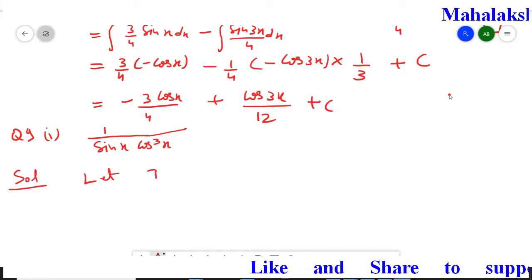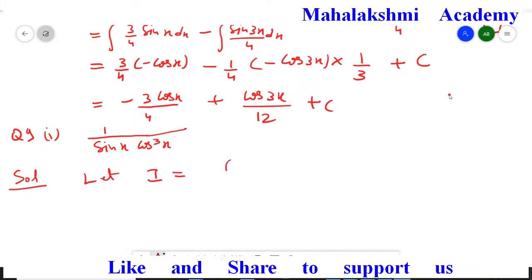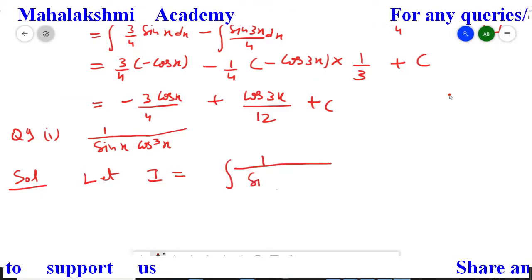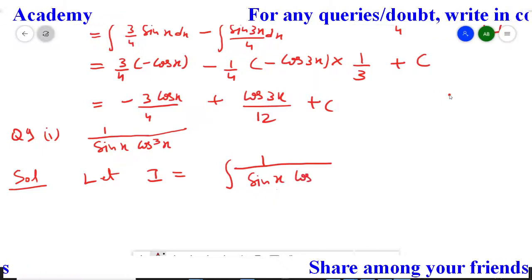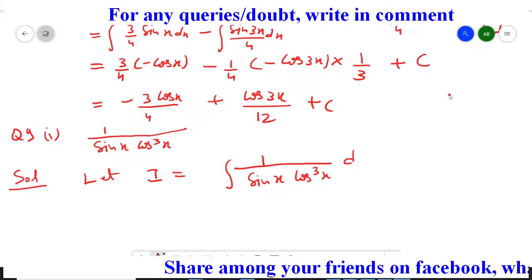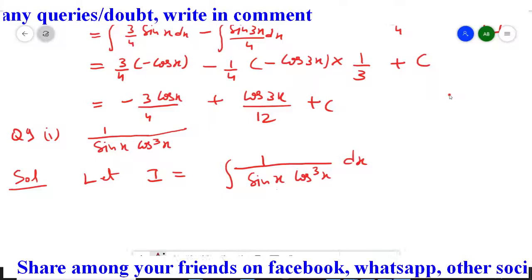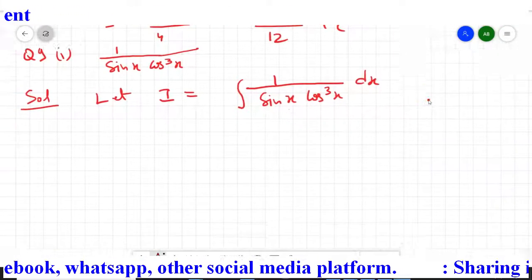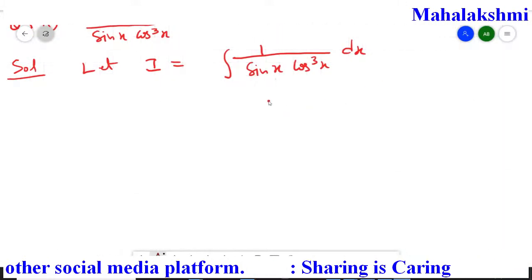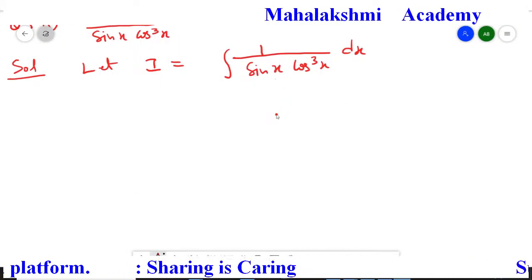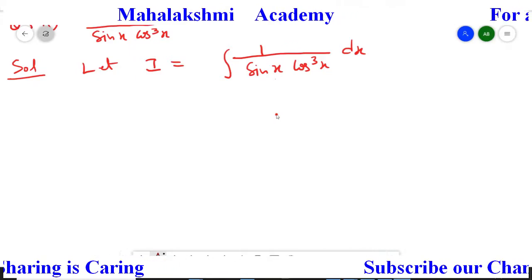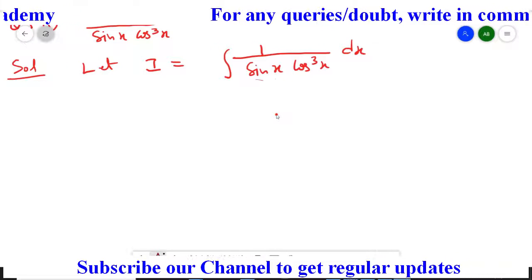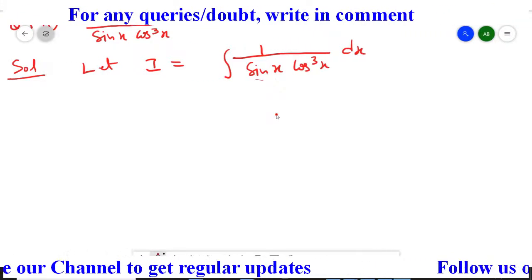Let I is equal to integration of 1 upon sine x cos cube x, and we are integrating with respect to x, that's why dx. Now here, since the trigonometric functions are appearing in the denominator, it's in fraction form, and there is no option for fractions in integration. Directly we cannot integrate the fraction. So whatever is appearing in the denominator, anyhow we have to shift it to the numerator.